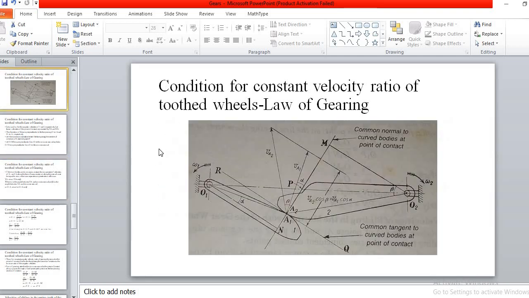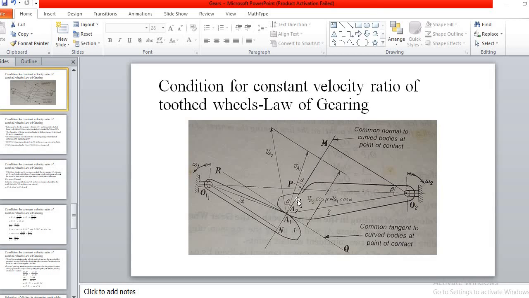Now if you consider this distance from this point to this point, and consider two triangles, this is a small triangle and this is a larger triangle. For these two triangles, this length is common, from A2 to this point.